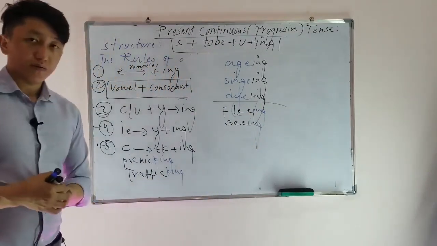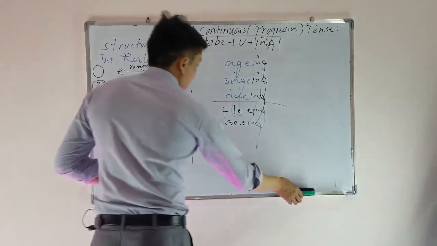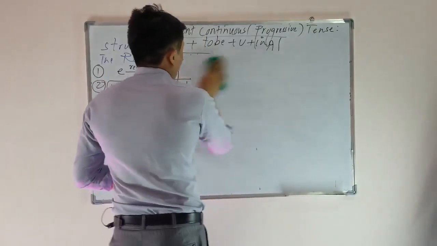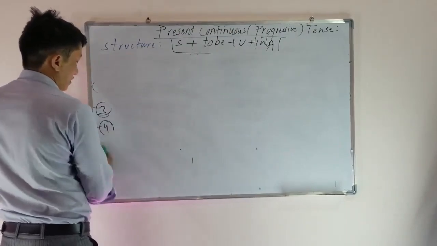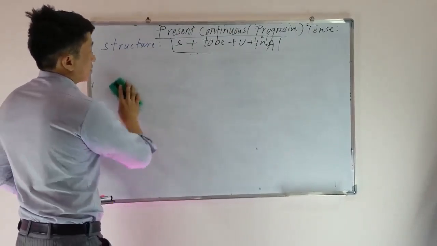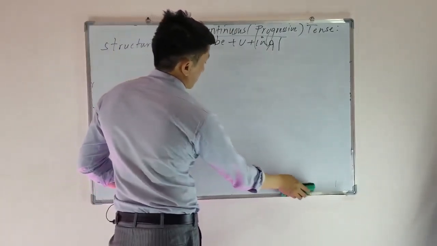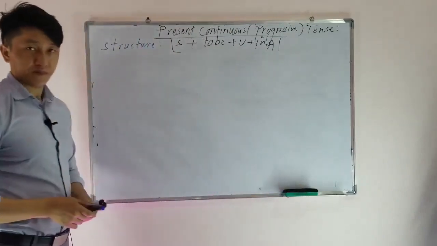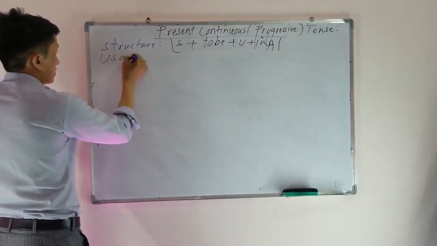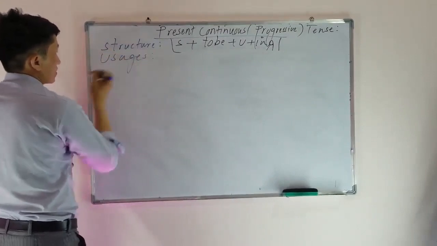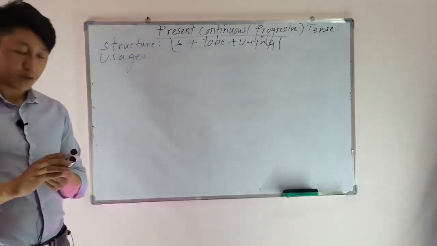Now these are the rules of adding ing. So now let's focus on the present continuous tense. Now we know how to add ing, because in the structure of present continuous tense, we have to use subject plus to be verb plus ing, or verb ing. That was the structure, and now let's talk about the usages. When do we exactly use present continuous tense?